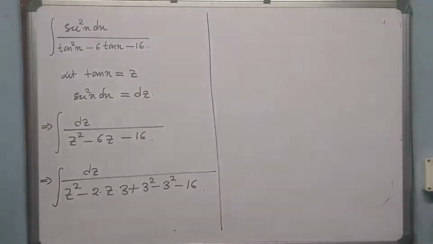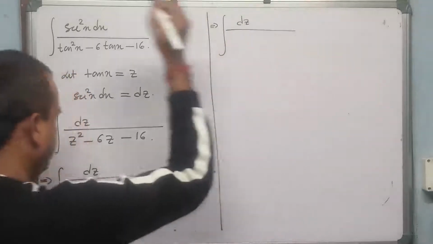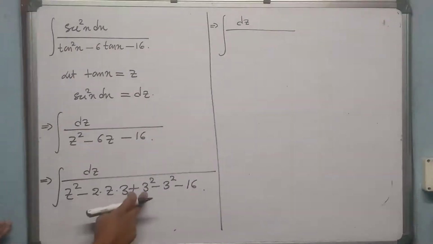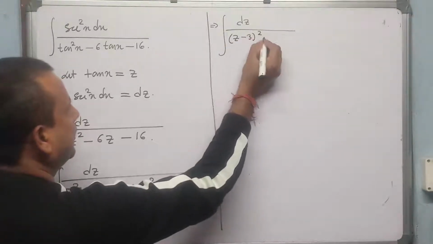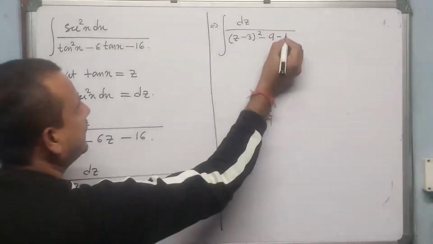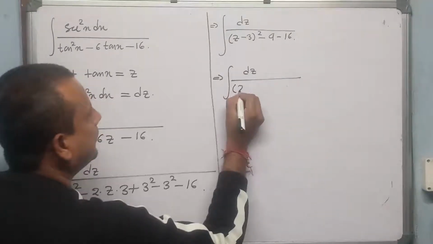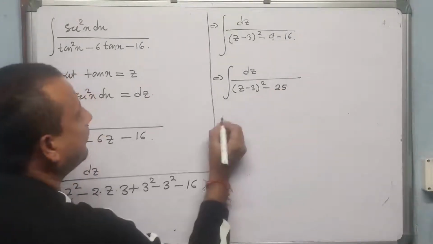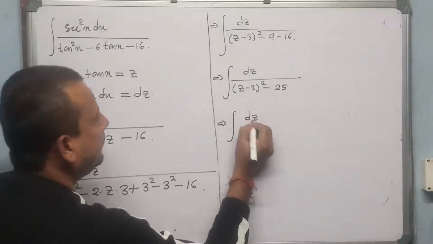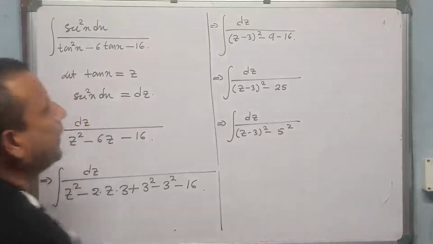Now a square minus 2ab plus b square means a minus b whole square, so it is integration dz over z minus 3 whole square, minus 3 square is 9, minus 9 minus 16 is minus 25. Now we can write minus 25 as z minus 3 whole square minus 5 square. Now it is in terms of the formula.